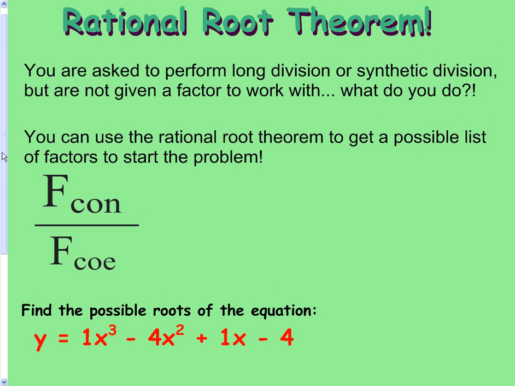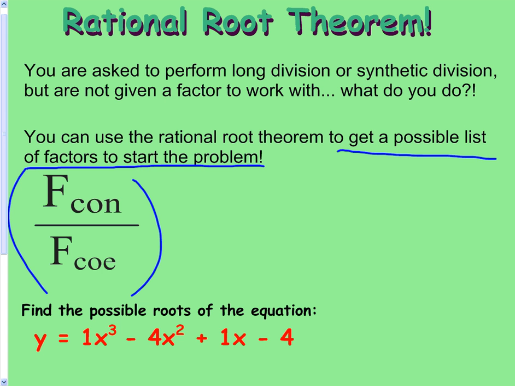Here's the definition of rational root. I would not write all of this down in my notes. What I would write under rational root is that you can use it to get a possible list of factors to start the problem. And then I would definitely write this F-con over F-co. That stands for factors of the constant over factors of the coefficient.